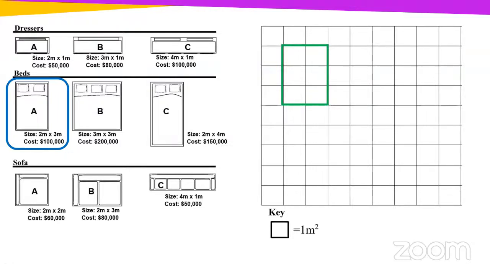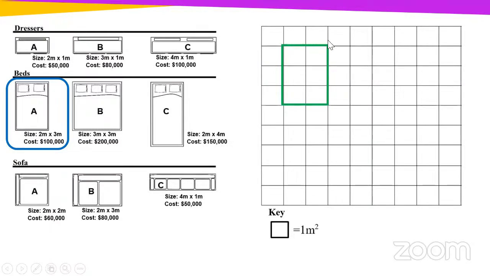There are 6 squares inside the box, inside the rectangle. It's 2 by 3. Yes, so aren't you seeing 2 by 3 in terms of the dimensions? We're not talking about the squares inside, we're talking about the dimensions.